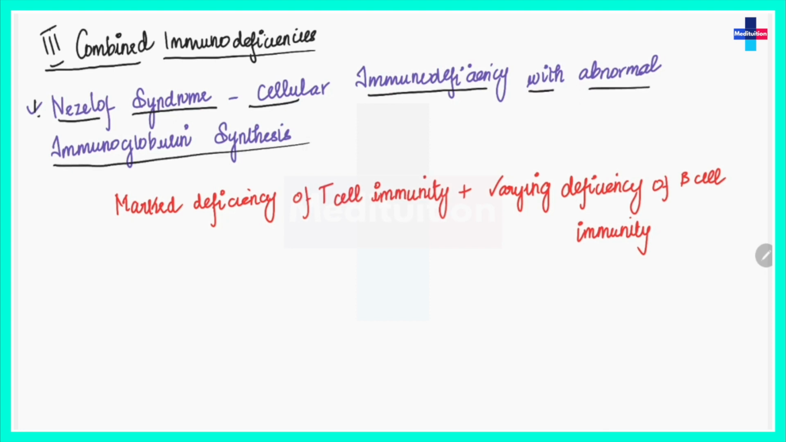That is, here there is going to be a T cell defect, a marked deficiency of T cell immunity, and we have seen abnormal immunoglobulin synthesis. Whenever the synthesis of immunoglobulin is affected, that means B cells are affected. So here there is going to be varying deficiency of B cell immunity also. Again, this person is predisposed to getting recurrent fungal, bacterial, viral and protozoal infections. And in this disorder, autoimmune processes like hemolytic anemia are also very common.